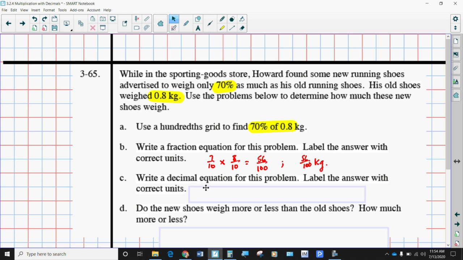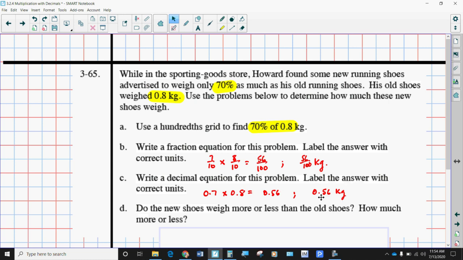Now let's write a decimal equation for this. Well, the decimal equivalent for 7 tenths is 0.7, and the decimal equivalent for 8 tenths is 0.8, and the decimal equivalent of 56 hundredths is 0.56. So 0.7 times 0.8 gives us an answer of 0.56.